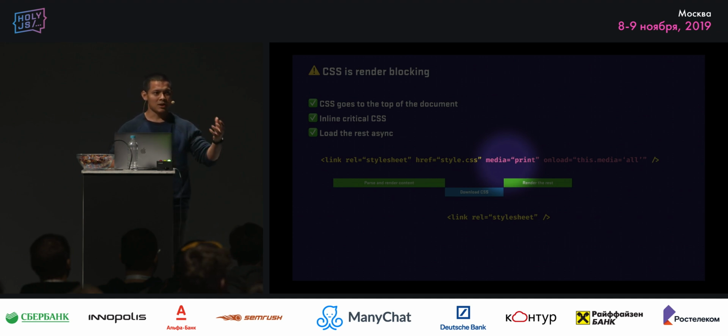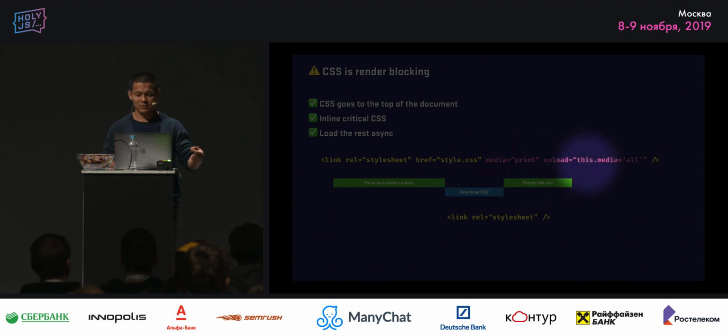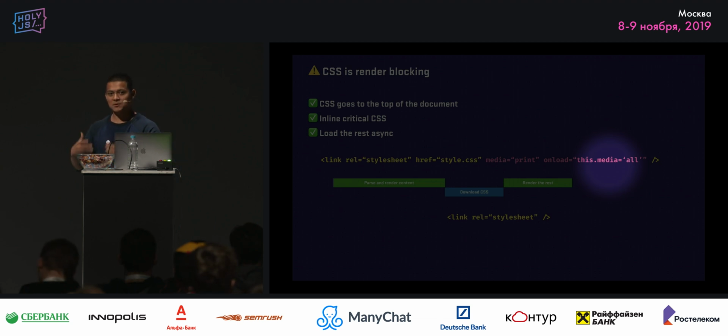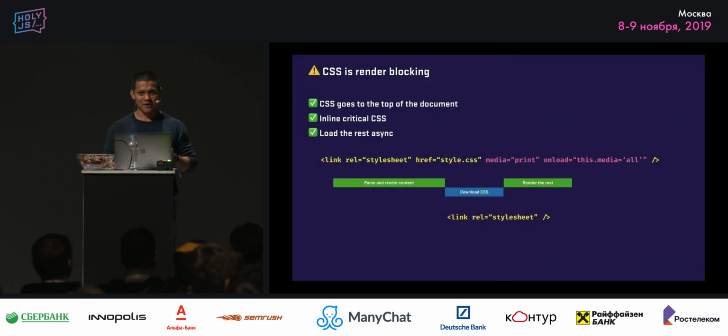So if you're creating an application for screen, you set it to print. When the browser sees this, it's like, oh, it's for something else, so I'm not going to block the rendering on this style sheet. But we do want the styles to be applied to the current document, right? So in order to do that, when the onload happens, we're going to set the media back to all so that the styles get applied to the document. This is the simplest and the most cross-browser way to load CSS asynchronously right now.